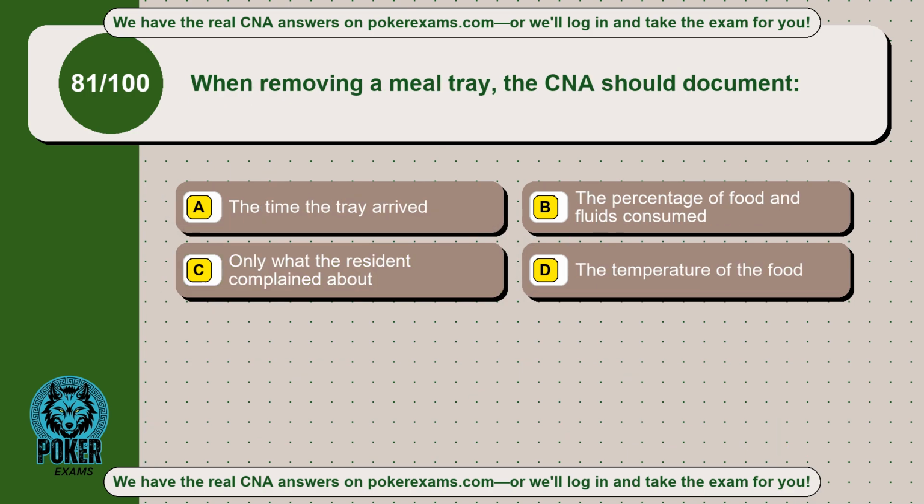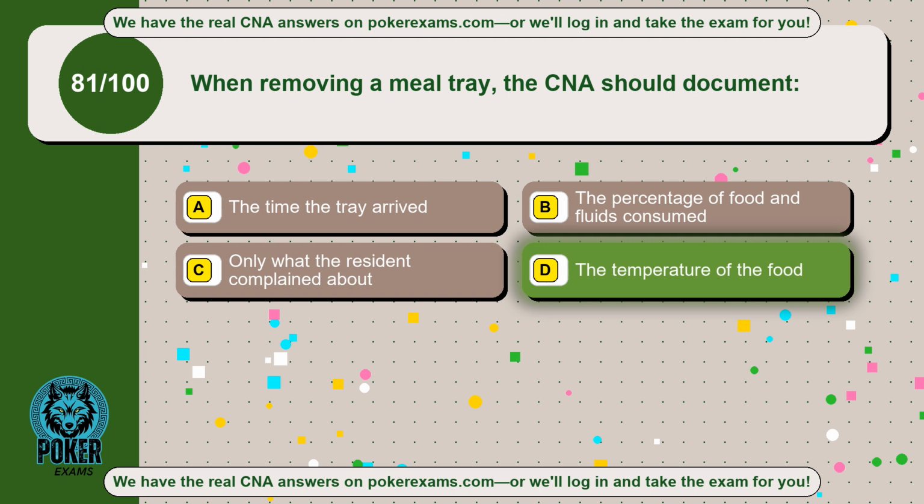Question 81. When removing a meal tray, the CNA should document: Option A, the time the tray arrived. Option B, the percentage of food and fluids consumed. Option C, only what the resident complained about. Option D, the temperature of the food.